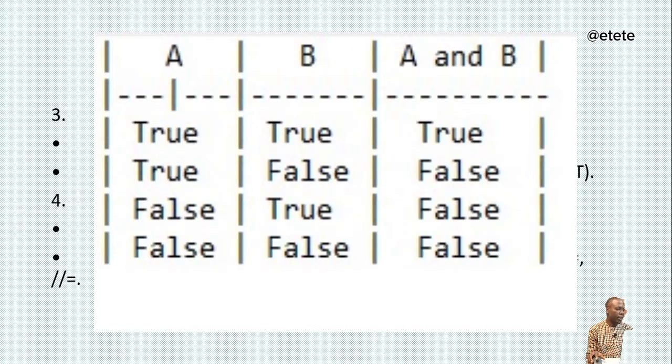Okay, so you can see the truth table for the logical and. I'm going to declare two variables, A and B. Those are the two operands. Now, if A is false and B is false, A and B is going to return false. If A is false and B is true, A and B will return false. If A is true and B is false, A and B will return false. And if A is true and B is true, A and B will return true.